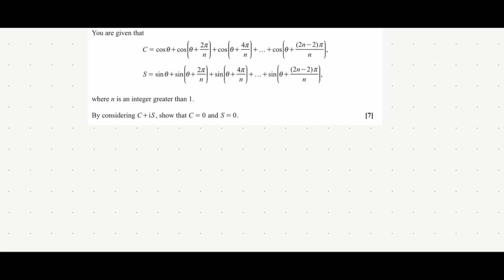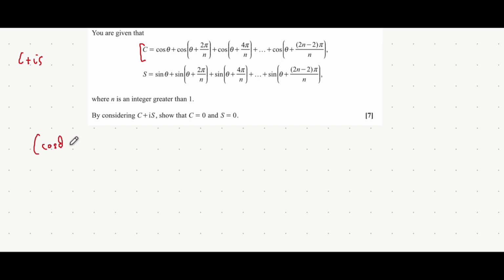Hi guys, in this video we're going to go through a 7-mark exam question about using C plus iS, but it's actually going to be in a geometric series scenario. So C plus iS, what that means is, well, you multiply i onto each of the S components and add the equation for C onto it. So we'd have cos theta plus i sine theta for the first term of the sequence.